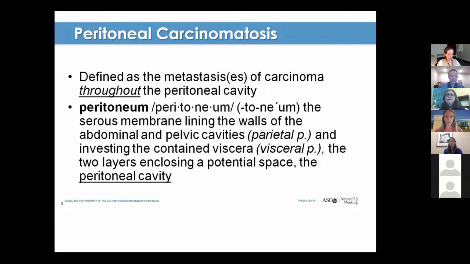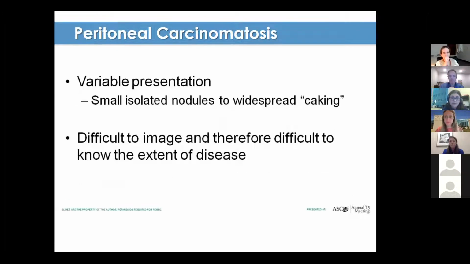So let's just start with a definition, since we have different specialties joining us today. What is peritoneal carcinomatosis? It is defined as a metastasis of the carcinoma throughout the peritoneal cavity. The peritoneum is a serous membrane lining the walls of the abdominal and pelvic cavities, and investing the viscera, and has two layers enclosing the potential space, which is the peritoneal cavity.